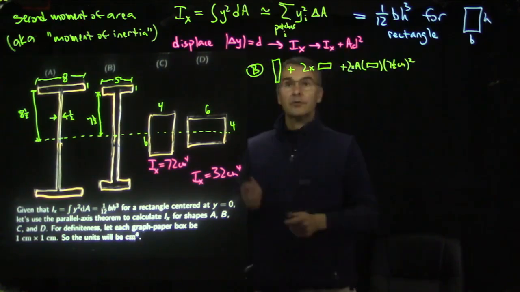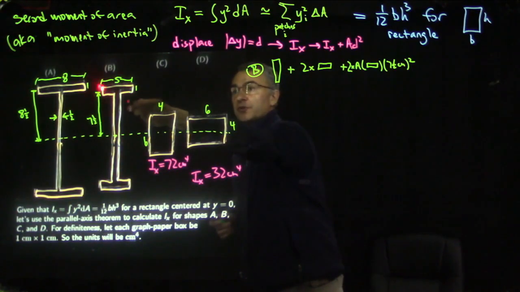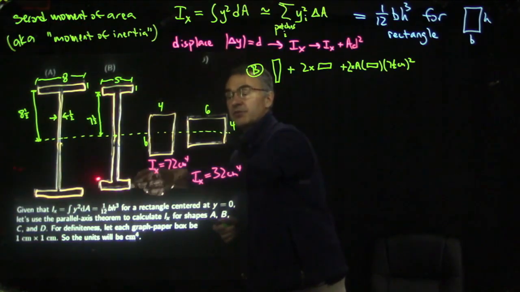So 2 times that. We have the contribution from this vertical rectangle that is centered at y equals 0. Then we have the contribution from this horizontal rectangle, and times 2 because there's another one. And then we have the fact that this horizontal rectangle has a centroid which is displaced. So we have to use the parallel axis theorem for this one, and then we do it again for this one, which just means multiplying by 2.